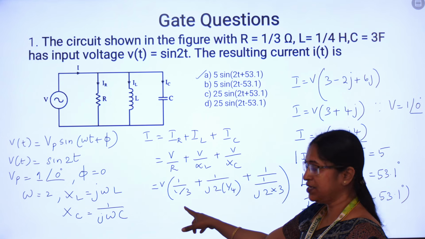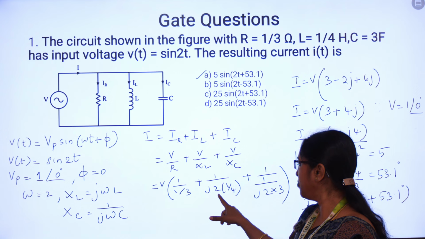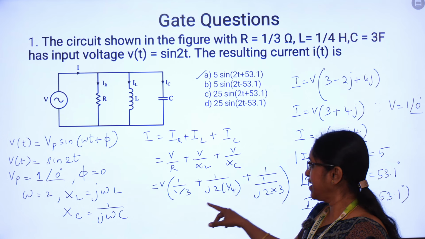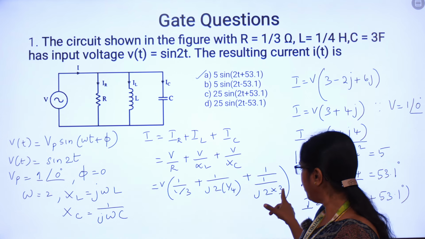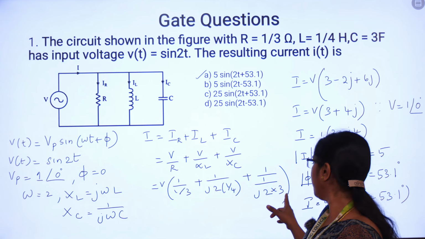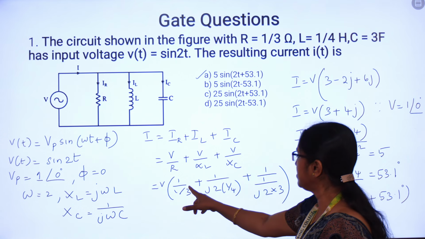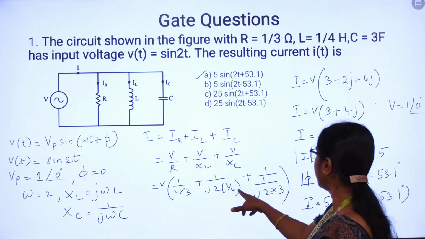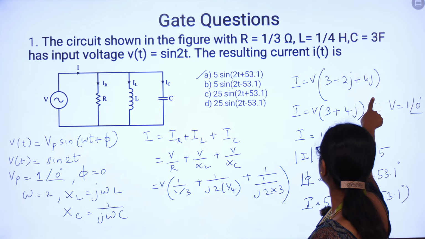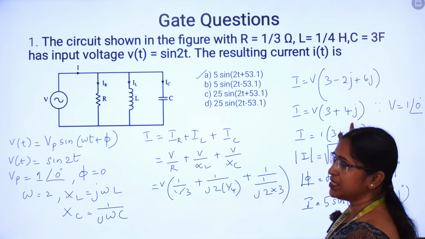so 1 by 1 by 3, plus 1 by XL, what is XL formula, J omega L, so J, omega is 2 given in the question, and L is 1 by 4, plus 1 by XC, XC formula is 1 by J omega C, so again 1 by J omega is 2, and capacitance value is given as 3 farad. Therefore, when you simplify this, it becomes V into, this 3 will go up, so it becomes 3, 2 and 2 get cancelled, again it becomes minus 2J, because J is in the denominator, and this J comes to the numerator, so this becomes 6J, 2 into 3 is 6. So this equation becomes I is equal to 3 plus 4J.